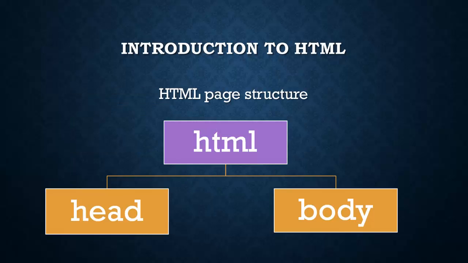And finally, we will discuss HTML page structure. Each HTML page can be divided into two main sections. First is head section and second is body section. Head section contains title, script, style, meta tags, etc. If you do not know about these tags, then don't worry, we will discuss in our next videos.